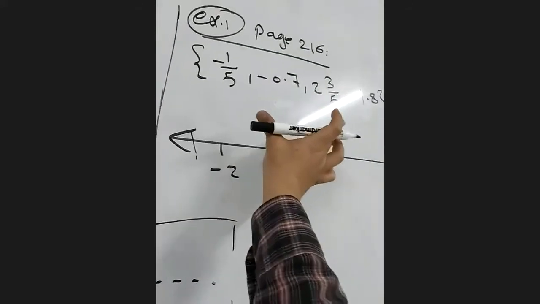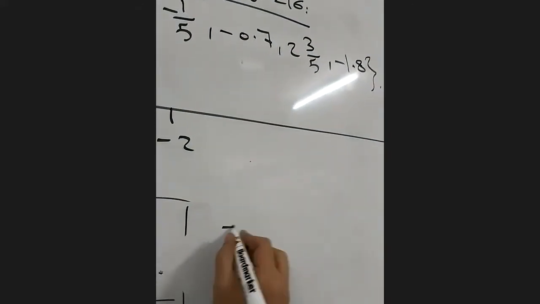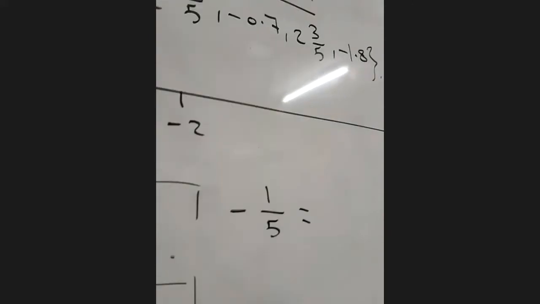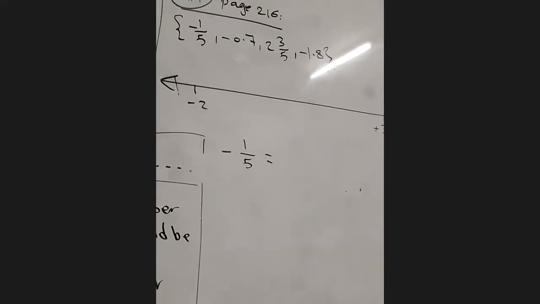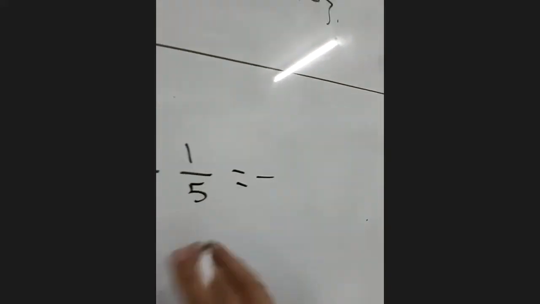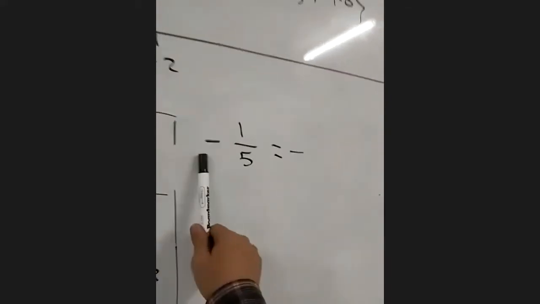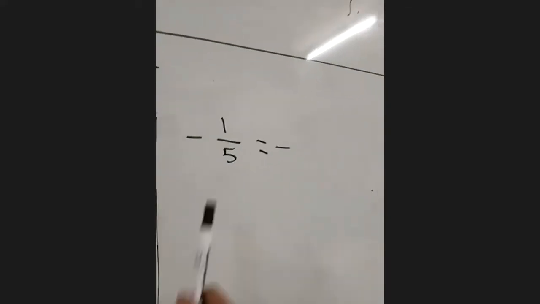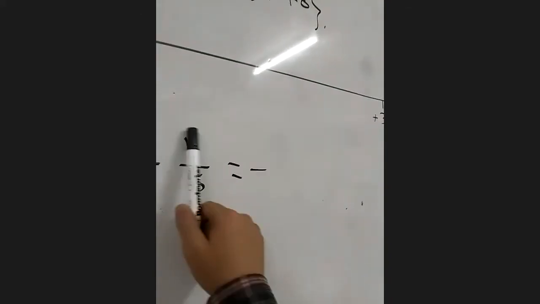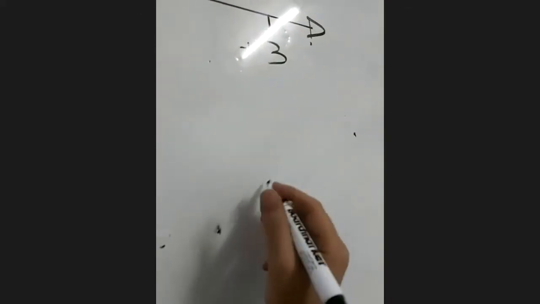So I have two numbers here. I will turn them to decimal, negative 1 over 5. Now, how do we turn the fraction to be decimal? The negative, keep it negative. Now 1/5, guys, how do we turn it to decimal? We know that we make division.